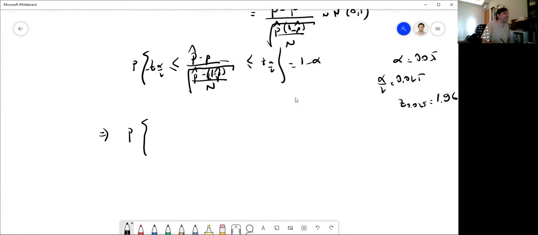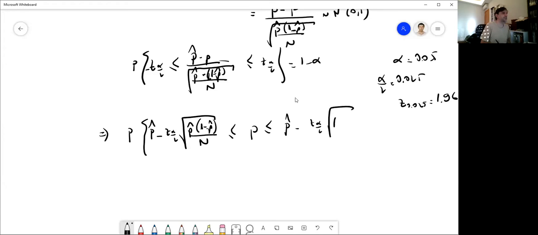The probability that our p is going to be this: p hat minus z alpha over 2 times the square root of p hat times 1 minus p hat divided by n, and this is 1 minus alpha. Actually, as I said, you could have easily taken this equation from your textbook. And now we are going to insert these values.